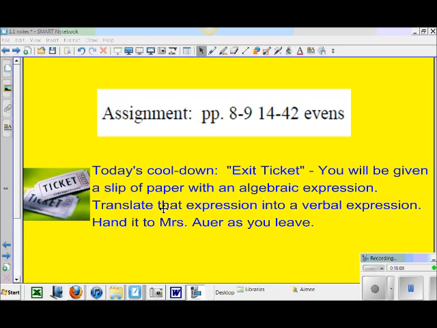Now, if you were not in class, you are going to be exempted from the cool-down activity as well as the warm-up. But if you were in class and reviewing, then you don't have to worry about that because you've already done it.